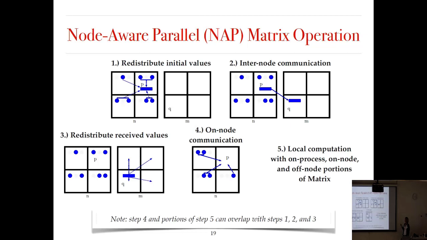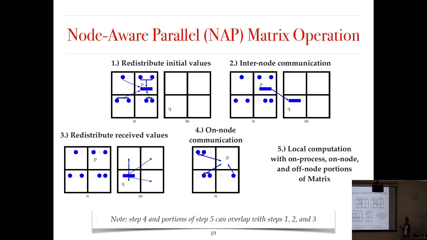Note that step 4 and portions of step 5 can be overlapped with steps 1, 2, and 3. When we show results, we're not doing any overlaps. We're just looking at the speedup from communication. However, you can get additional speedup by overlapping. Local computation can be done at the same time as all the other steps. And once you receive on-node communication, you can do the work with that.